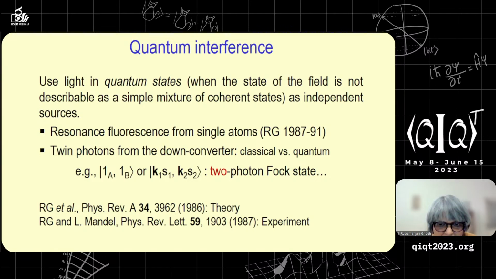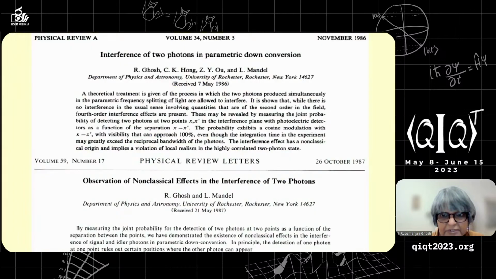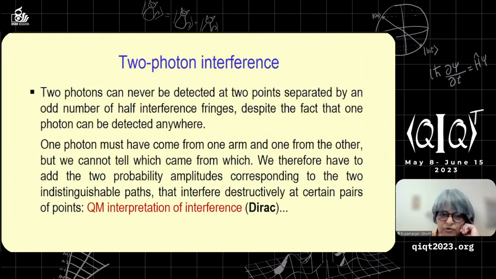And then what is very well known now is the use of twin photons from a down converter. So you create these two-photon Fock states. I did the theory of it and then later the experiment. And these are those papers. And I think you can get a better view of it maybe in the popular books that I'm going to mention shortly.